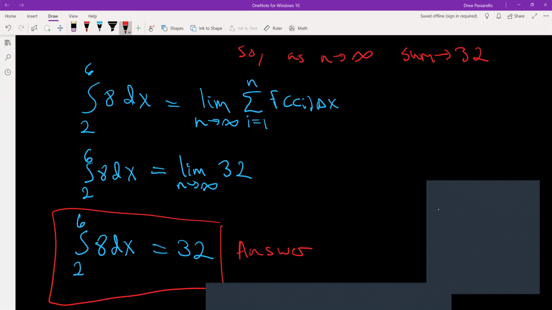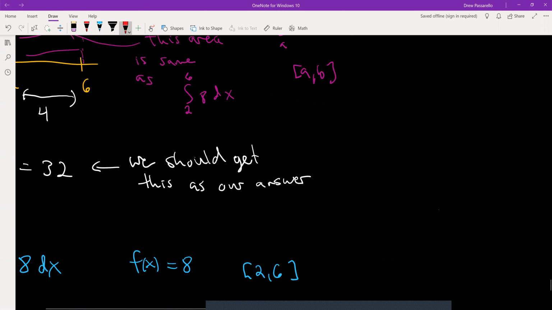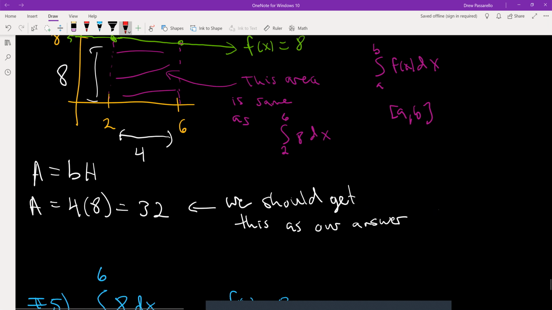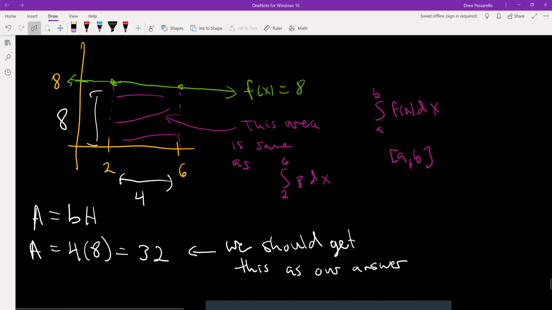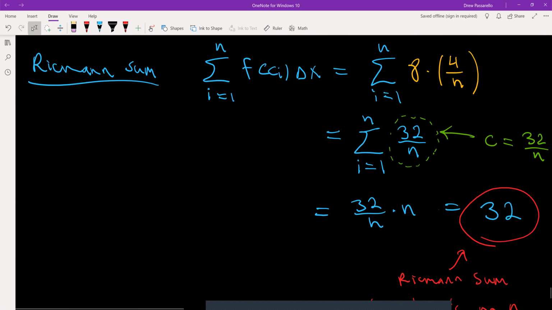All right, and like I said before, we drew the graph as the intuition of what's going on here. And intuitively, it's just the area of that rectangle, which is 32. But we applied the limit definition here to get the same answer. The next one, number 7.